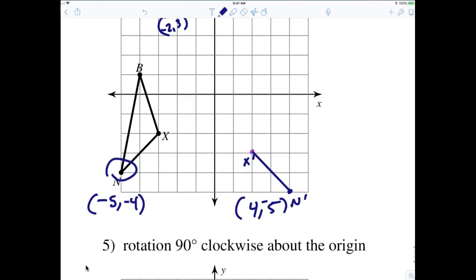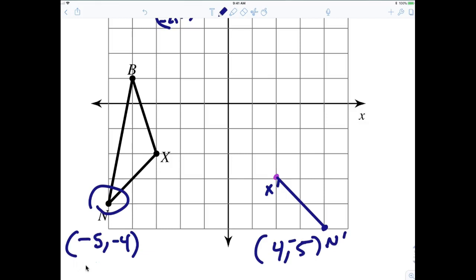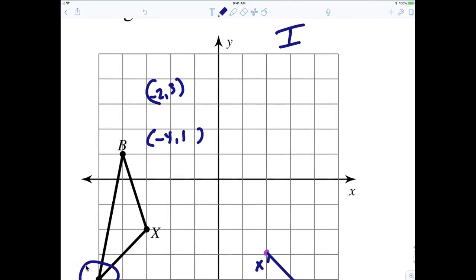All right, and that would be what? N prime. Now, B, what are the coordinates of B? No, I'm asking you, what are the coordinates? -4, 1. So that's in what quadrant? 2. So I'm going to move it to quadrant 3. Then move it to quadrant 3. Wow. Let's go back to, I know.